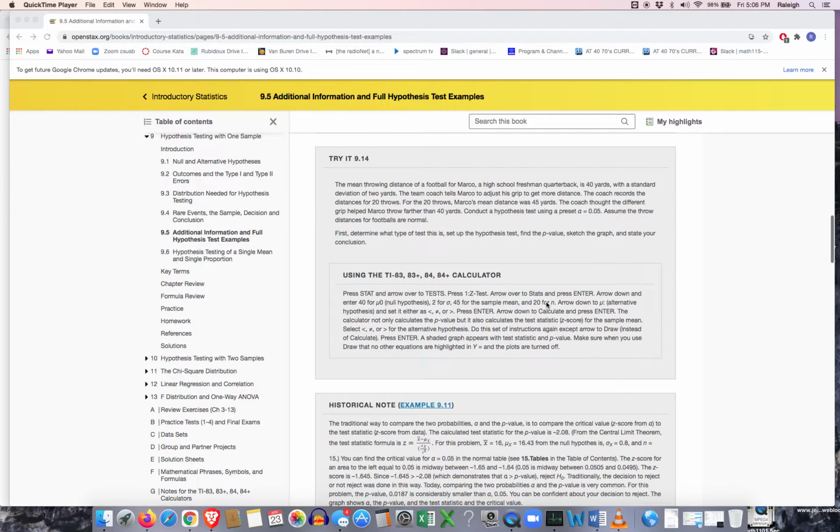Arrow down to mu, the alternative hypothesis, and set it as one of these. It turns out we're looking for it to be greater than 40, and so 45. We did say that we think it's going to be improved. Further throwing is an improvement, of course. And so put the greater than down, please. Press enter. Arrow down to calculate, and then press enter, and they'll give you the data.